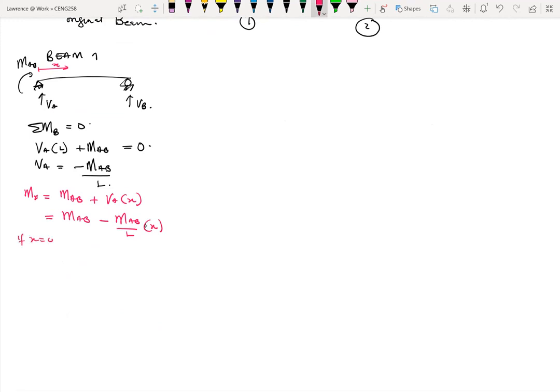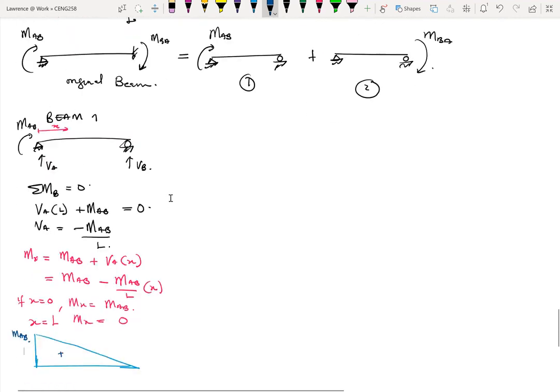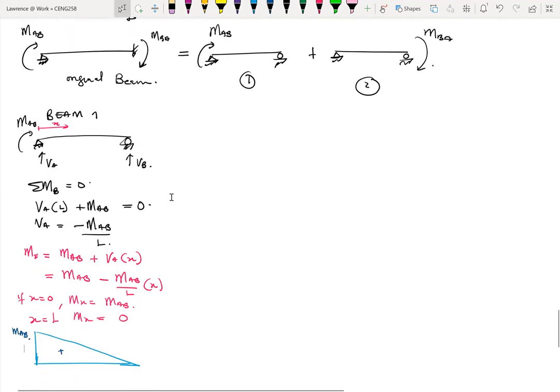All right. So if X is equal to 0, then our MX is equal to MAB. And then if X is equal to L, our MX is equal to 0. So there is our definition. This is our bending moment diagram. Okay, where this point, so it's positive, so here is MAB. Okay, so that's for beam A.